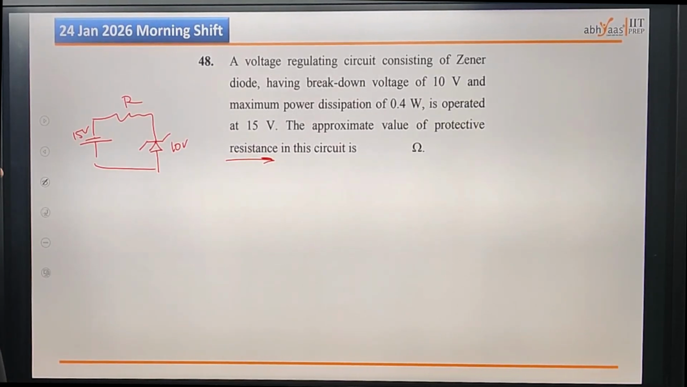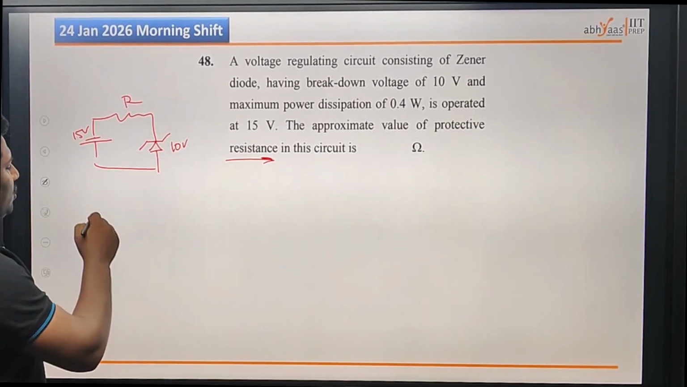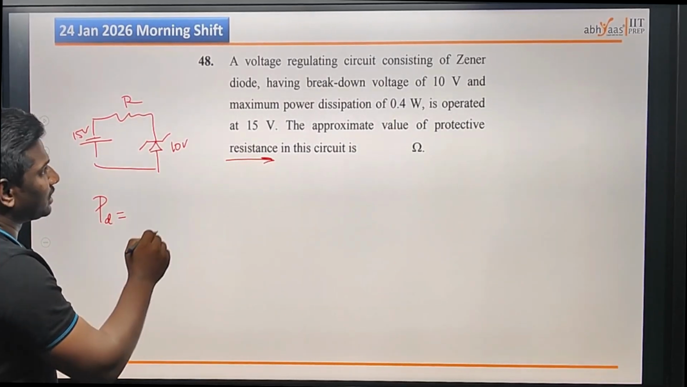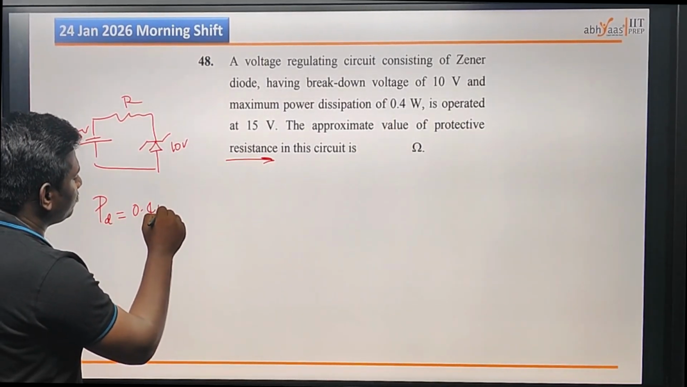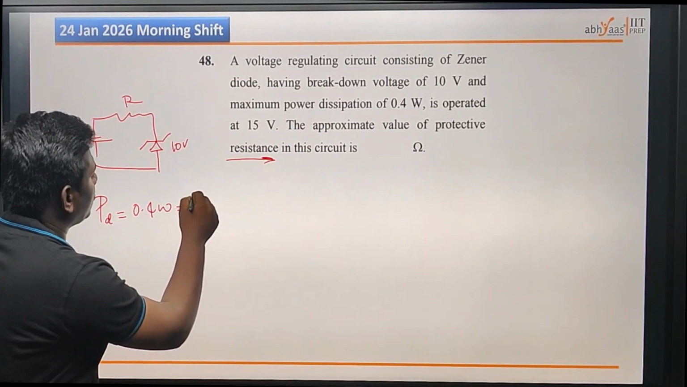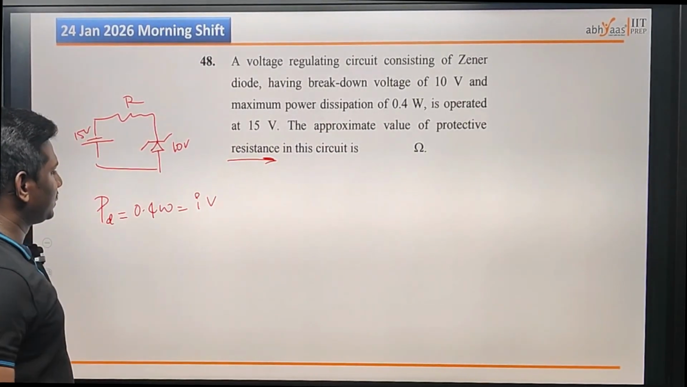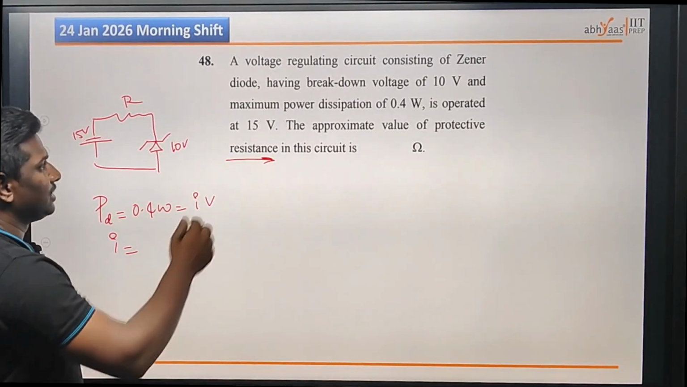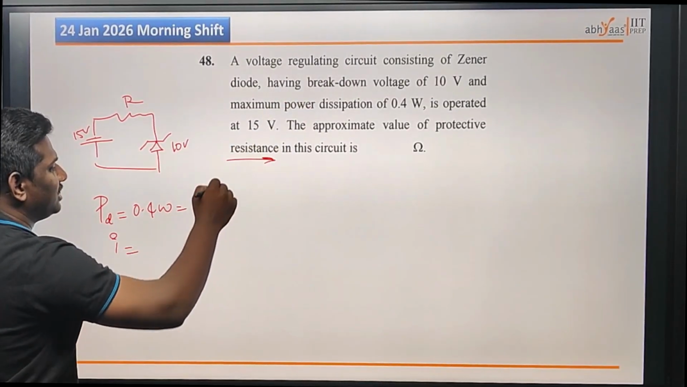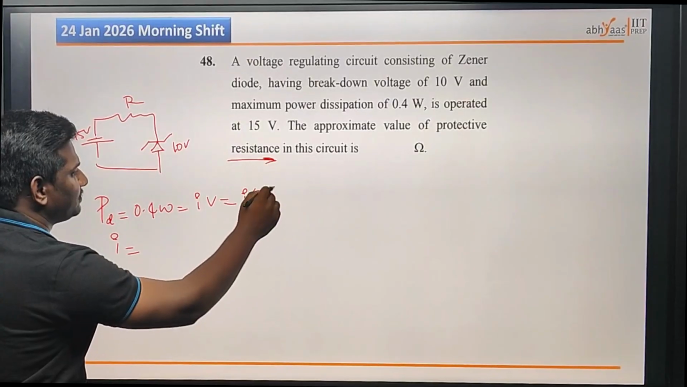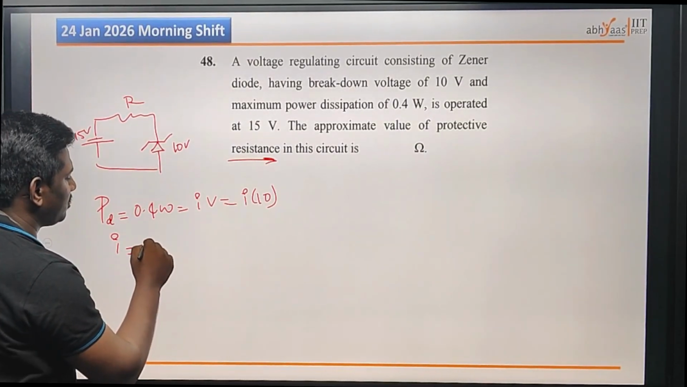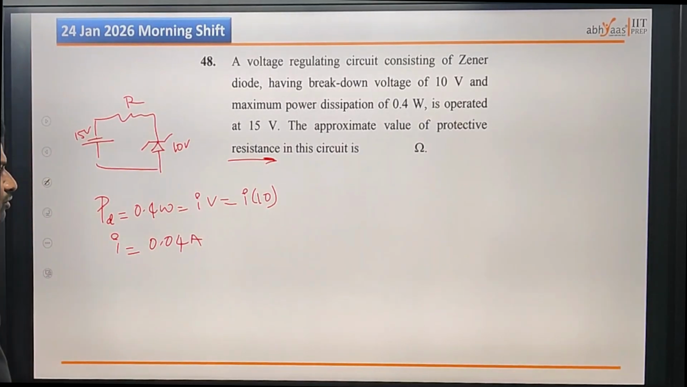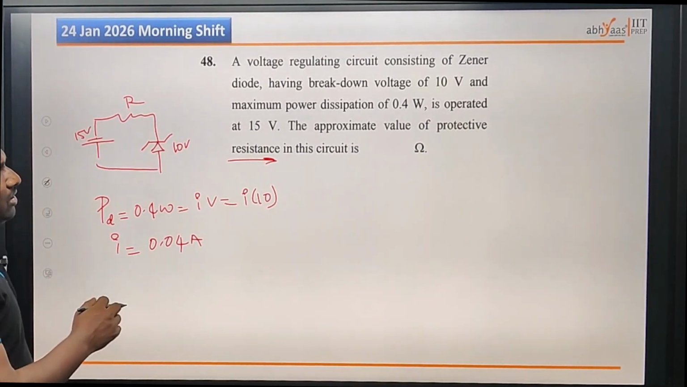So see here, we know that the maximum power dissipated can be written as 0.4 watts. This is nothing but I into V. So see here, I can be written as P by V, that is nothing but 0.4 by 10. So I can be written as 0.04 amperes.